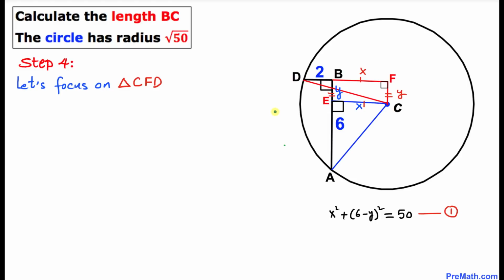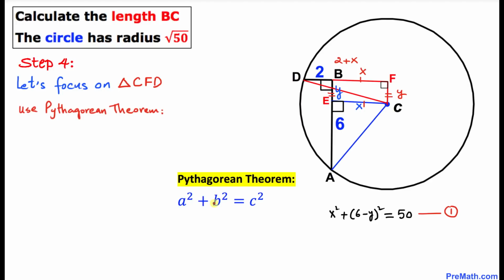And now let's focus on this triangle CFD. This length DF is going to be simply 2 plus X. And since this is a right triangle, therefore we are going to use the Pythagorean theorem. And here's the Pythagorean theorem: a square plus b square equal to c square. And we can see our longest side is CD. I'm going to call this c, and we know that this is a radius, so this is the square root of 50.